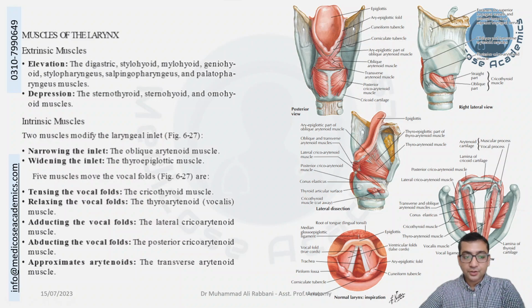The adduction of the vocal cords was due to the lateral cricoarytenoid muscles, turning the arytenoid cartilages medially. Abduction was by the posterior cricoarytenoids, abducting it like this, and approximation of the arytenoid cartilages themselves occurs due to the transverse arytenoid muscles.